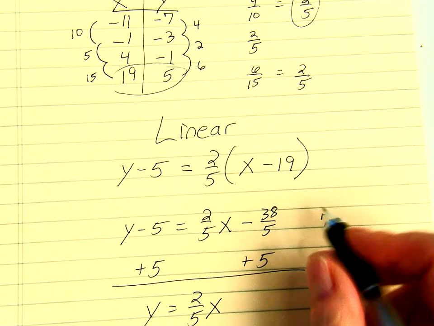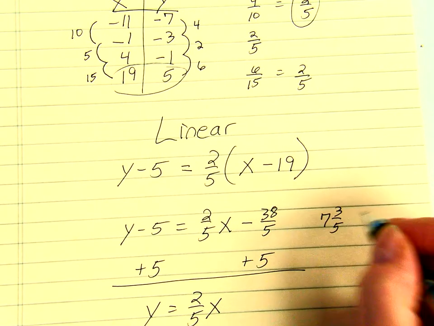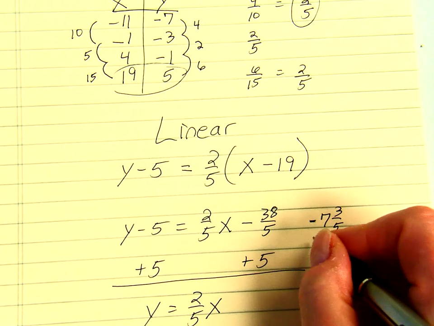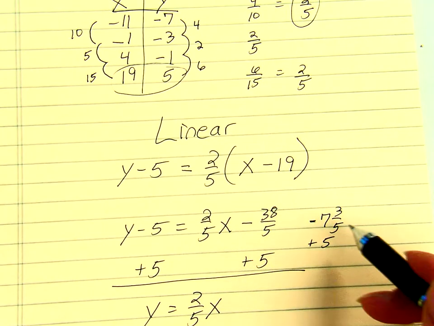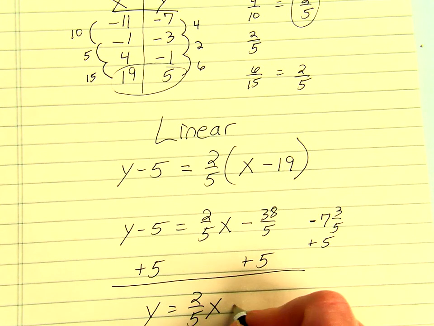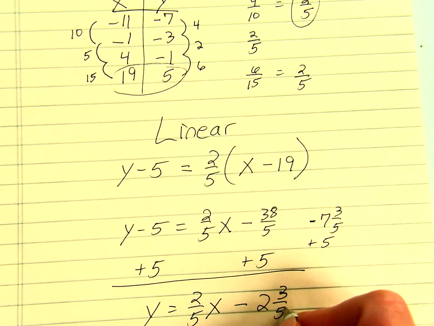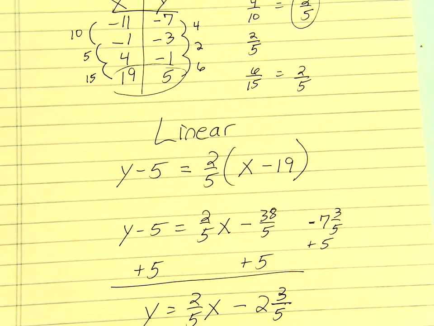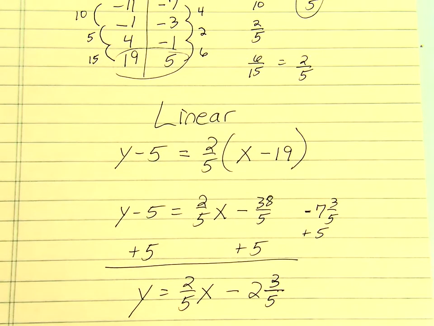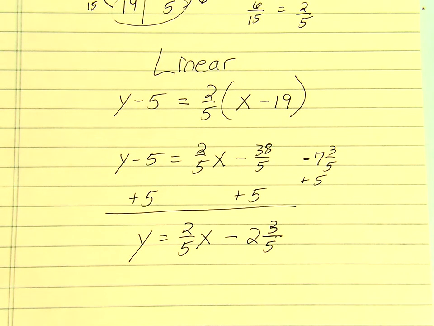7 times. Pretty sure. It's kind of late. And 3/5, 7 and 3/5, and that's negative. And I'm going to add 5 to that. So a negative 7 and 3/5 plus 5 should give me, I'm hoping, a negative 2 and 3/5. If I've done that wrong, I apologize, and please, green ticket for anybody who finds my mistake. And so now you have slope-intercept form.